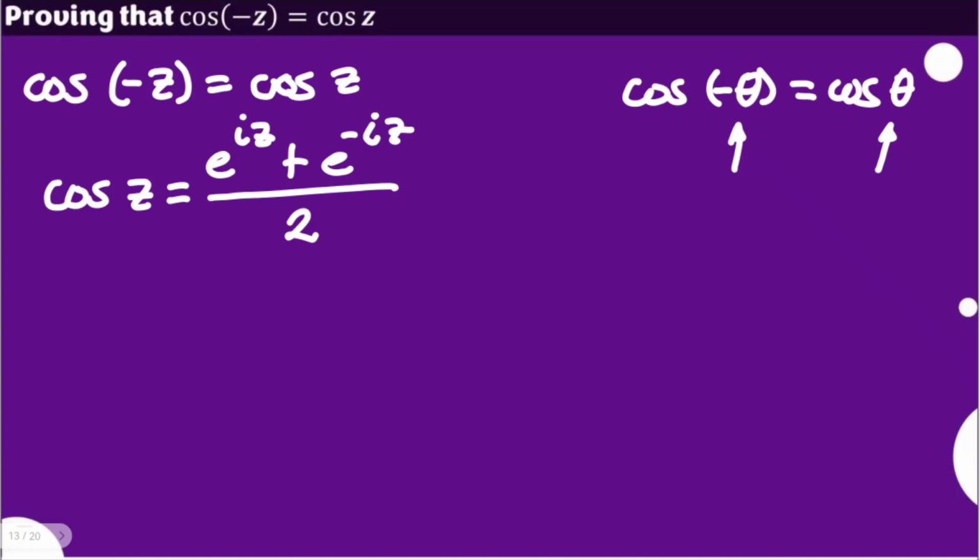So similarly in the context of complex numbers, if we plug in negative z as an angle or even the z itself, you will get the same result. So we're going to show that to be true here.